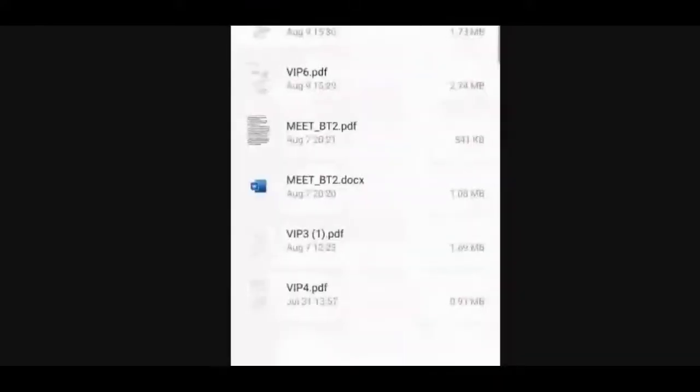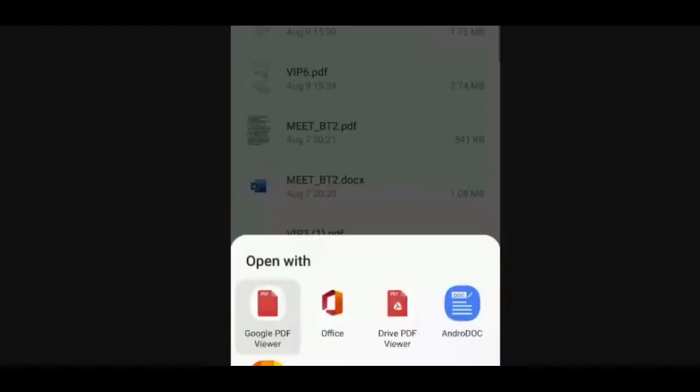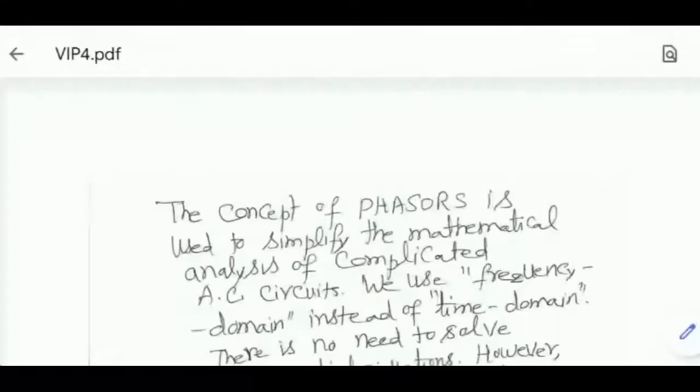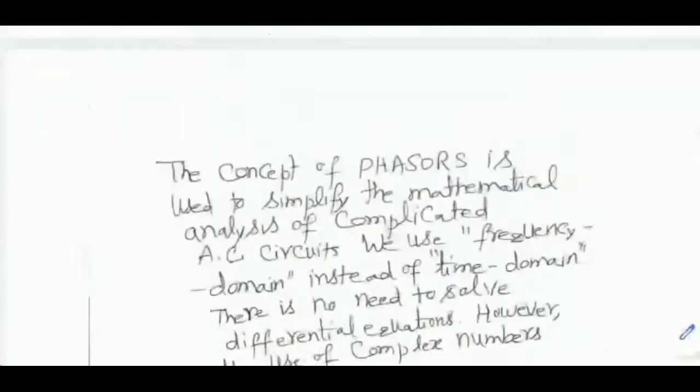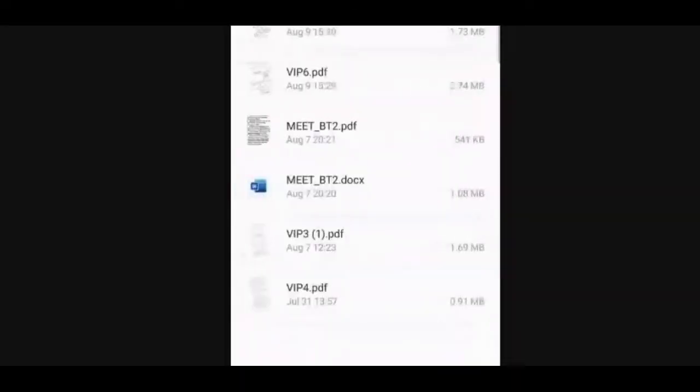Now let me move to the next document in terms of circuit analysis. Oh, this I've already shown. Sorry, my mistake.